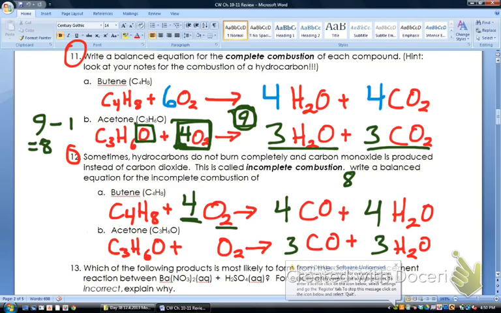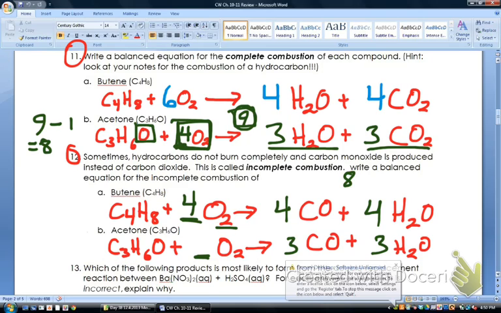Now, as I said, I have 3 oxygens on the left, 3 on the right. But I don't want to change this coefficient, because if I change that, that's going to change my carbons and hydrogens, and I'm just going to start working backwards. So instead, I need to add a number here.